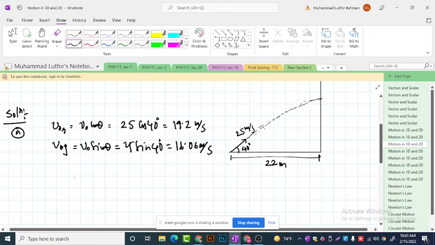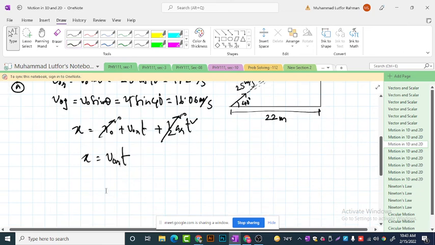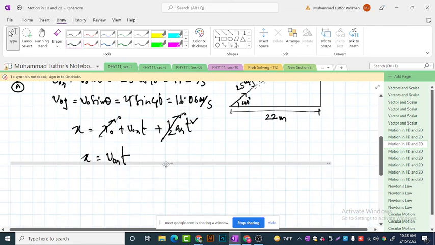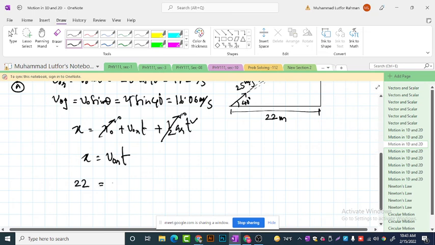Then I know the horizontal displacement that is given. I will use my equation x equals x naught plus v naught x t plus half a x t squared. This one will be 0, and this one will also be 0. In the horizontal direction it moves at a constant velocity, so x equals v naught x into t. I know x is 22, and v naught x is 19.2, so t would be 22 divided by 19.2, which gives me 1.15 seconds.